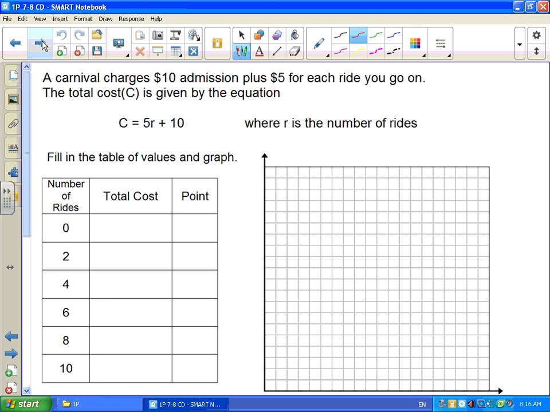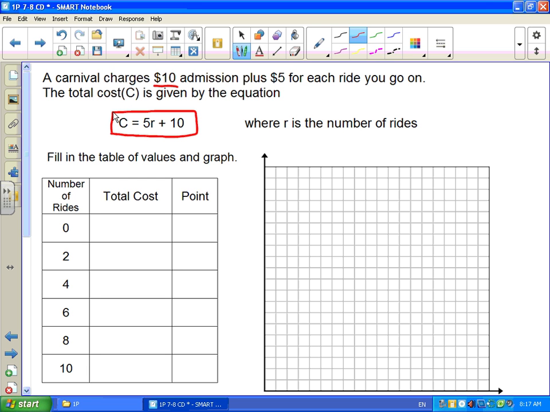So we've got a situation that we're given here. A carnival charges $10 admission plus $5 for each ride you go on. The total cost, which we're going to represent by C, is given by the equation C equals 5R plus 10, where R is the number of rides. So again, that's $5 for each ride, so 5 times the number of rides, plus this $10 admission that you have to pay just to get into the park.